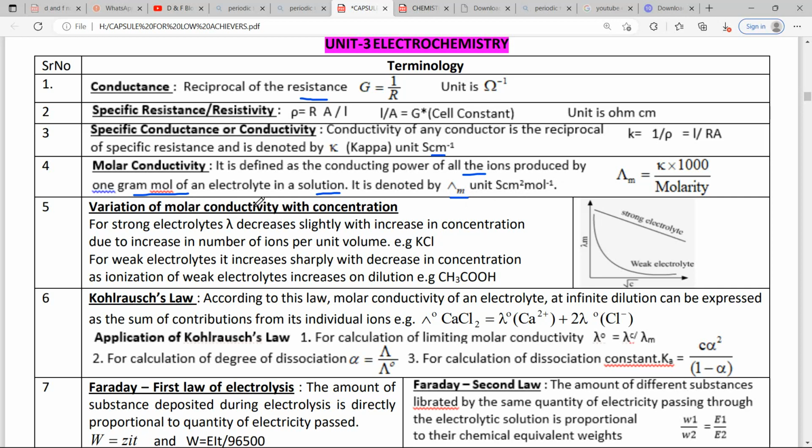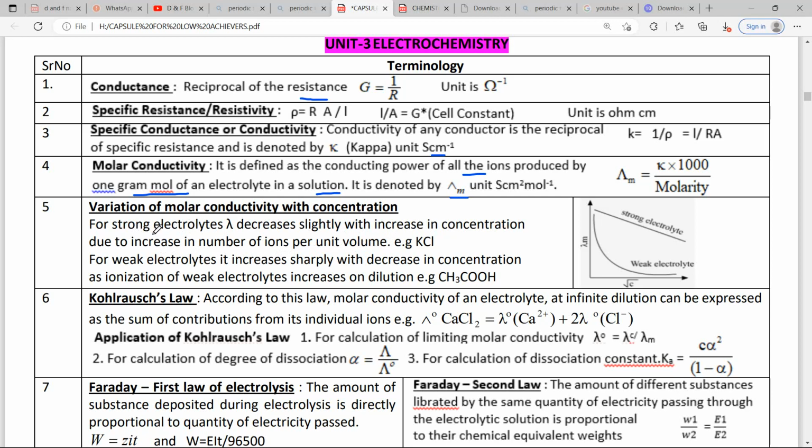Now, variation of molar conductivity with the concentration. There are two types of electrolytes, strong electrolytes and weak electrolytes. How does the molar conductivity vary with the concentration of the electrolytes? For strong electrolytes, lambda decreases slightly with increase in concentration due to the increase in number of ions per unit volume. That is an important question.